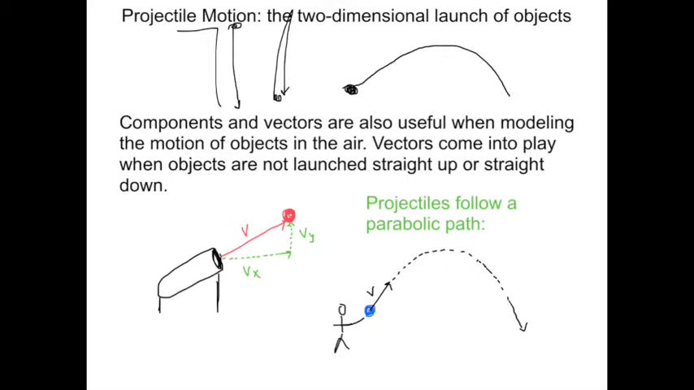So components and vectors will be useful when we're modeling the motion of objects in the air. Vectors come into play when the objects are not launched straight up or straight down, so as I showed before, when they're launched at an angle. And these projectiles, for instance, this ball coming out of a cannon, will have two components, an x direction and a y direction, as we saw before with vectors, and they will also always follow a parabolic path.